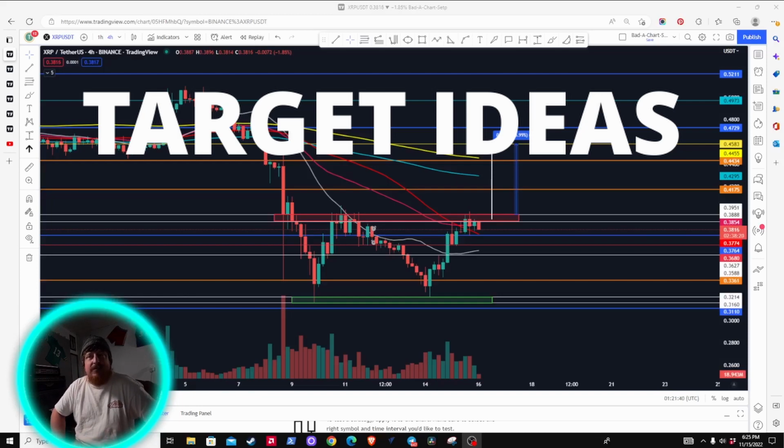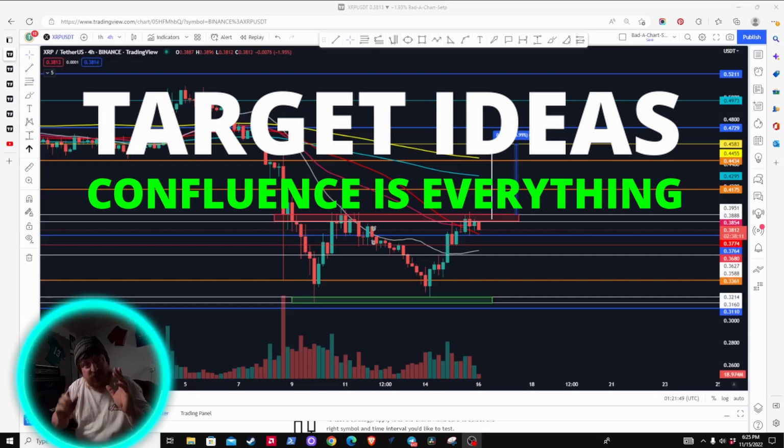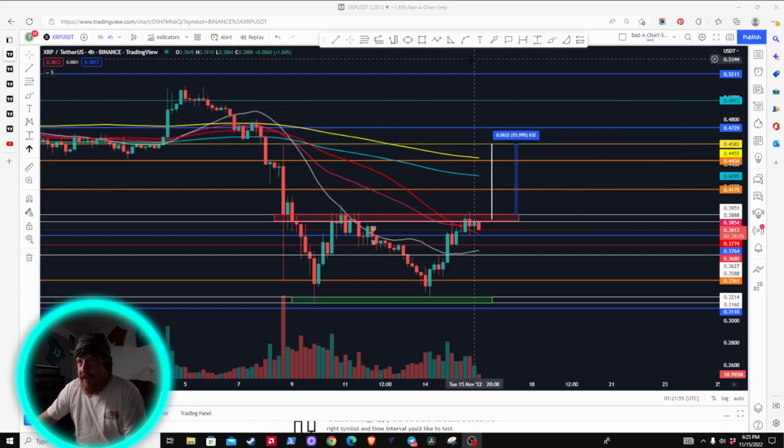Next up, we're going to look at a couple of different target ideas for this potential trade. Now, targets can be as simple as just doing fib pulls, or just upper areas of resistance that are overhead, and so on. Now, I like to use confluence, again, the word I mentioned earlier in the video you'll be hearing a lot, to find my targets, just like I do my entry, just like I do my stop loss.